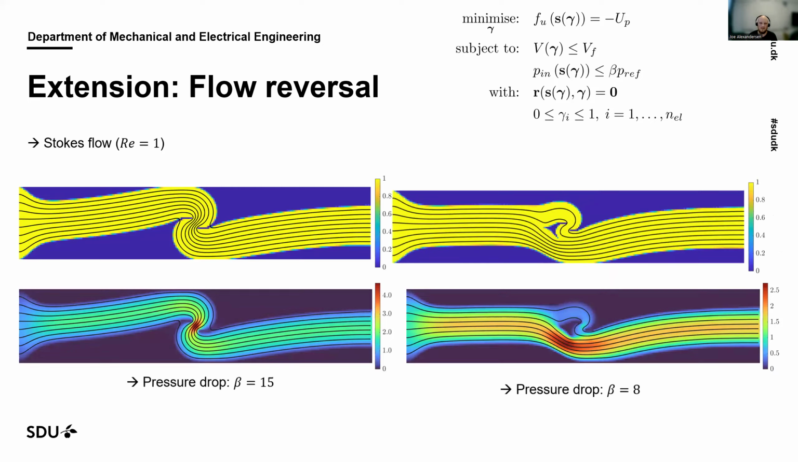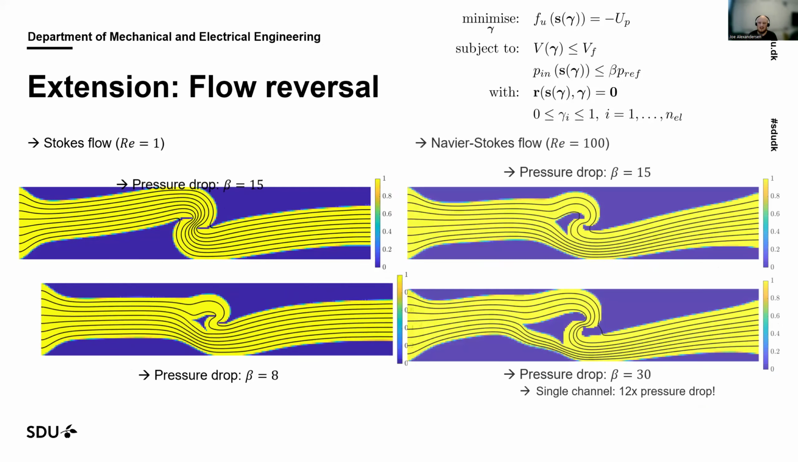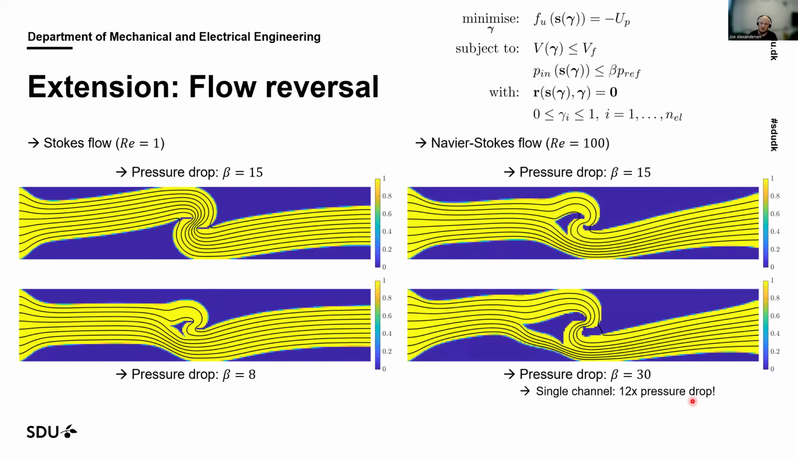If we add Navier-Stokes, again, inertia plays a huge role in the designs here. And there we see that even when allowing a very big pressure drop, we still have this bypass channel, because now the inertia is causing additional energy loss when we're changing the direction of the flow. So we need this bypass channel even for higher pressure drops.